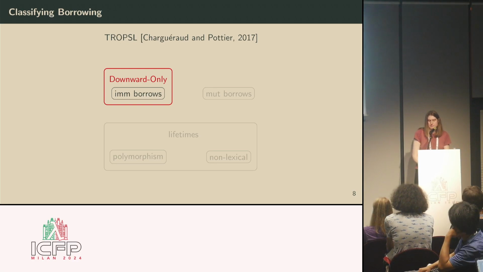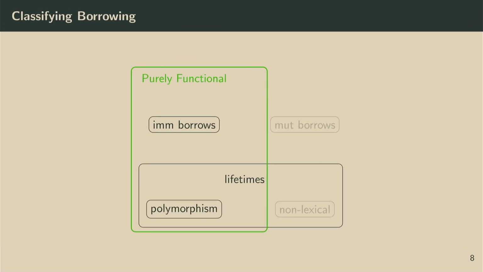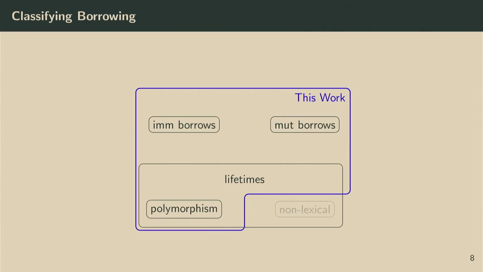And this corresponds to the system in the temporary read-only permissions paper that I mentioned earlier. And we call this downward only, and I'll explain why we use that name. You could draw different boxes around different features. You could just take the left side and get a purely functional borrowing system. We're working on a calculus that includes all of these features except for non-lexical lifetimes, and we also build up these features incrementally, starting from downward only and adding features one by one.